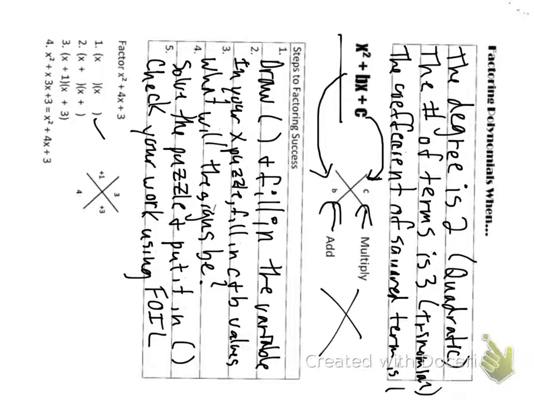Step 2, in your X puzzle, fill in the C and B values. So our C value is 3, so that goes up top to the multiply spot. Our B value is 4, so that goes in the bottom of the X to the addition spot.